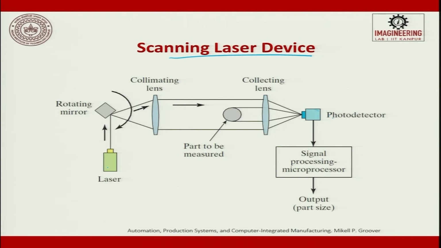Laser, rotating mirror. This rotating mirror will do an XY scanning, like galvo scanning with an XY rotating mirror. So, you will have collimating lenses, and the part is kept here. Just by rotating this you get all the details, which are projected onto a photodiode. A photodiode is nothing but light falling, yes, no, the same thing, a pixel matrix. So, here you will have pixels, from there you take the signal processing and you get the output. The scanning laser device is exhaustively used.